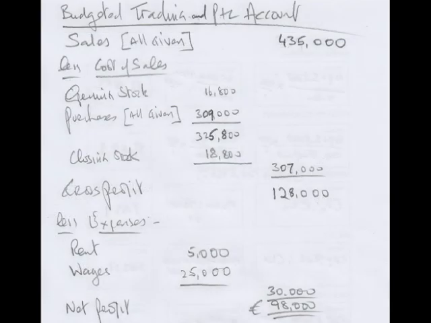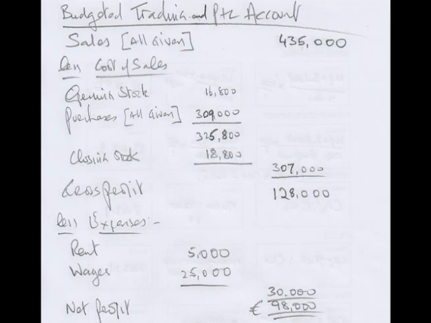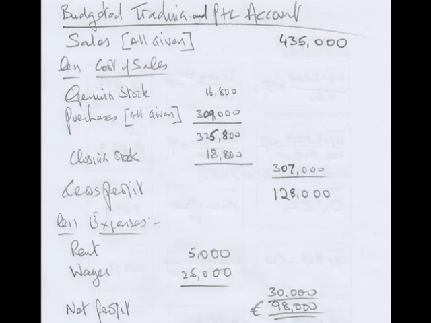Although not requested, we've gone on to look at the budgeted trading and profit and loss account to double check that 98,000, and we find that in fact that's what we're getting, because the sales are our 435,000, which was given to us in the original question. Remember now, this is not the cash received from sales. This is the original January through to May sales figures, all on credit, added up 435,000. So they gave us that, less the cost of sales.